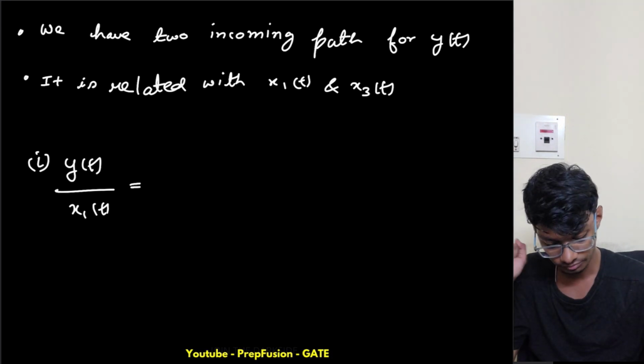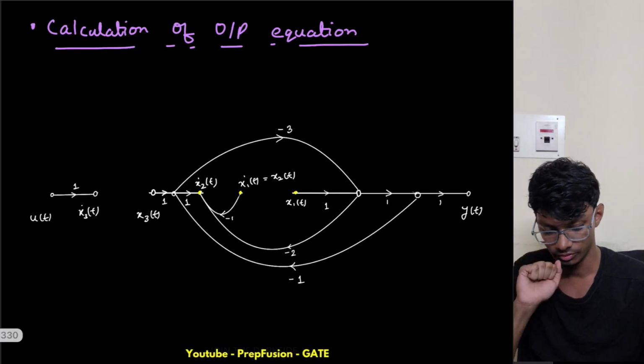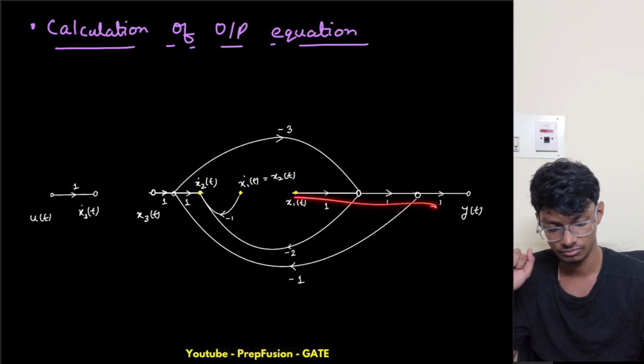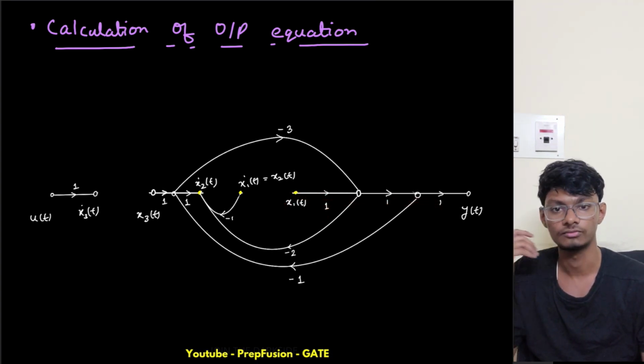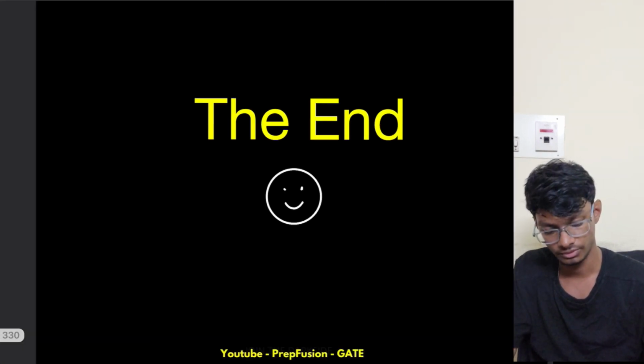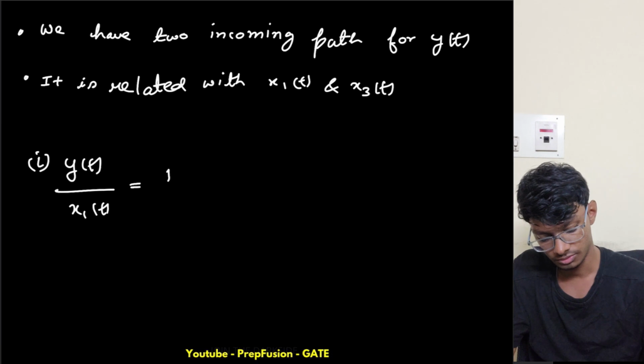It will be equal to simply x1 of t, right? So how many forward paths does it have? It has only one. I can't go from x1 to y of t with any other forward path. So what is the gain? 1 times 1 times 1, which is 1 only. So this is equal to 1 only.